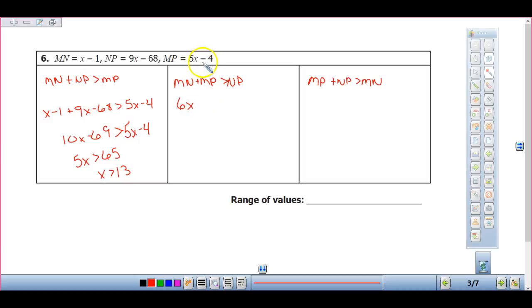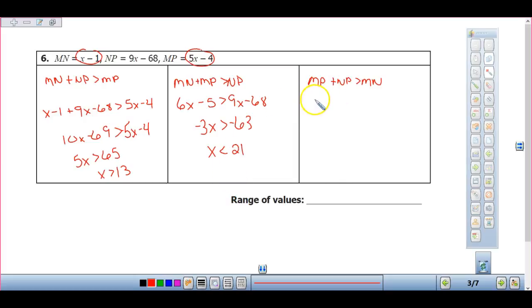If I'm going to take that shortcut, I can do that. I'm going to take mn plus mp right away. We'll go 6x minus 5 is greater than 9x minus 68. And I'm going to go negative 3x is greater than negative 63. Divide by negative 3, you have to flip your sign. X is less than 21.